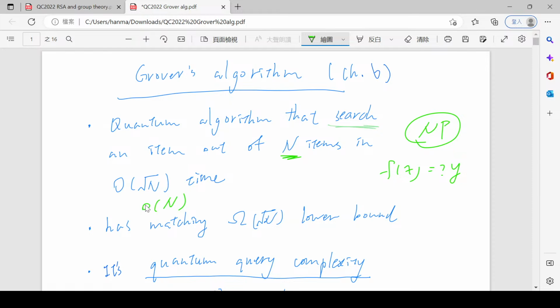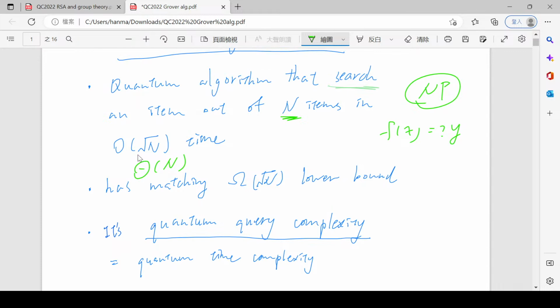Okay, and classically there is also an upper bound and a lower bound. So classically it's actually theta N. But quantumly you can do order square root N, and there is a matching lower bound saying that you also need omega square root N. So it's actually theta square root N.